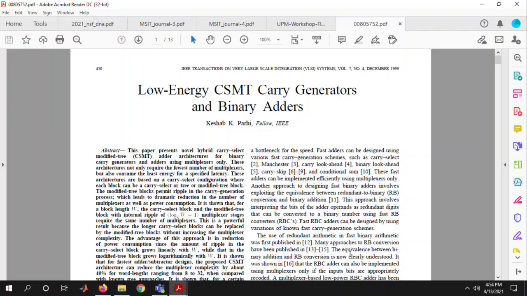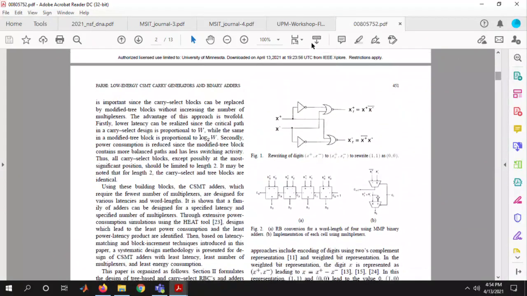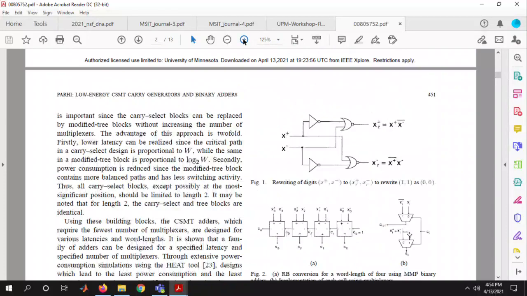Okay, so we will go through quickly and talk about a few ideas. The whole paper here is using this redundant idea.